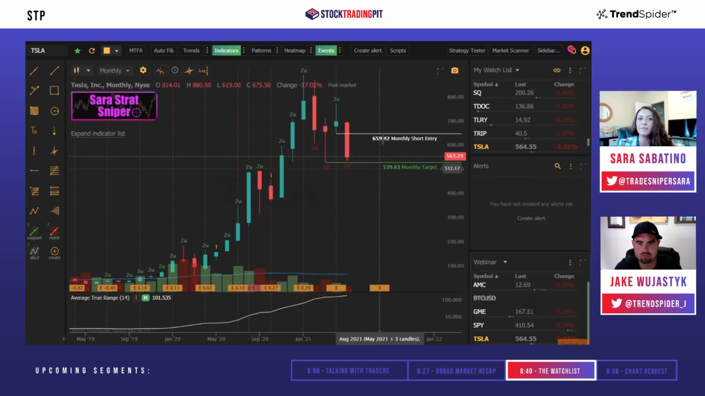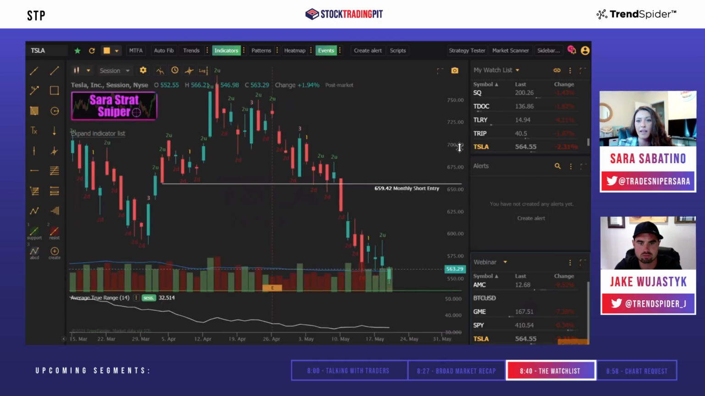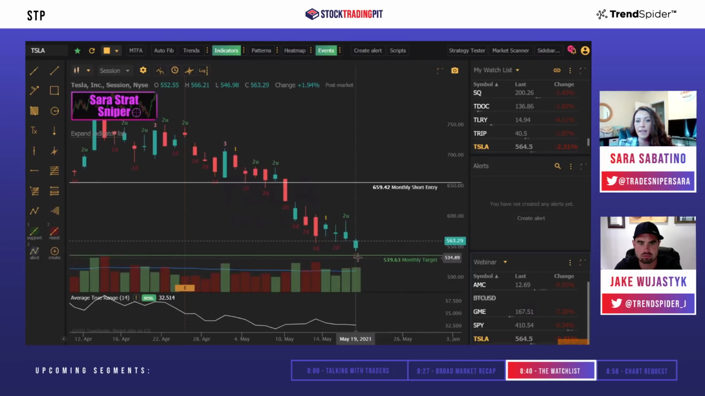We keep dancing around this level on the daily. We would have hit it today had we not gapped down, I think, but we got that gap down today. If we would have opened inside yesterday's range and triggered the low of the 18th, we would have hit that 539 for sure.